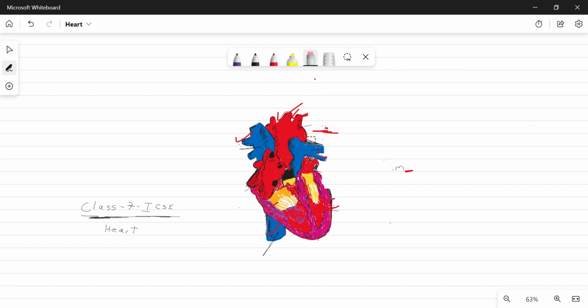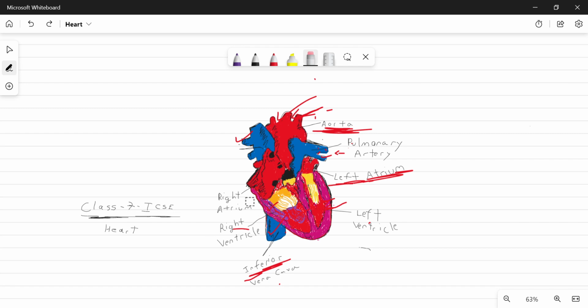So let's start from here. Aorta. This is the pulmonary artery. Then superior vena cava, inferior vena cava, right atrium, right ventricle, left atrium. And now let's check. Left atrium, left ventricle. I told you this is the right ventricle, this is the right atrium. Yes, and over here is the inferior vena cava and the superior vena cava.